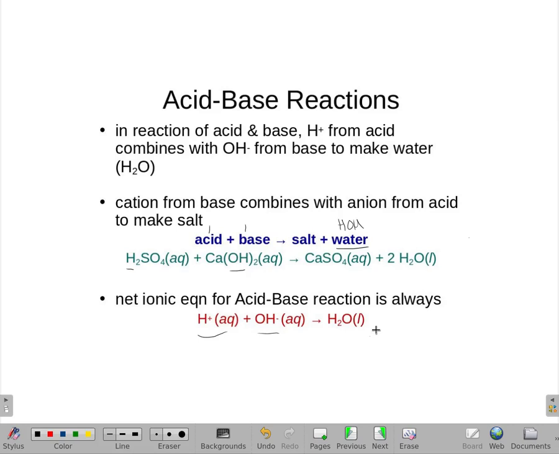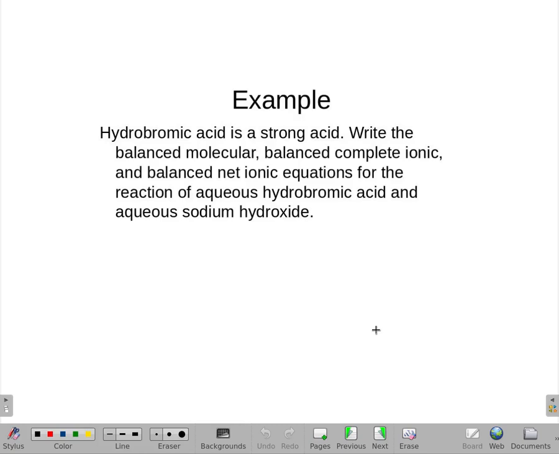Now, in the lab, these can be kind of neat because many of these will produce heat. Some of them actually get cold. So just by mixing a strong acid with a strong base, or an acid with a base, you typically get a temperature change.